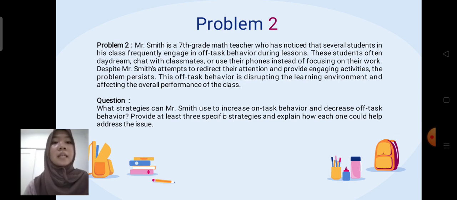This off-task behavior is disrupting the learning environment and affecting the overall performance of the class. Question: what strategies can Mr. Smith use to increase on-task behavior and decrease off-task behavior? Provide at least 3 specific strategies and explain how each one could help address this issue.